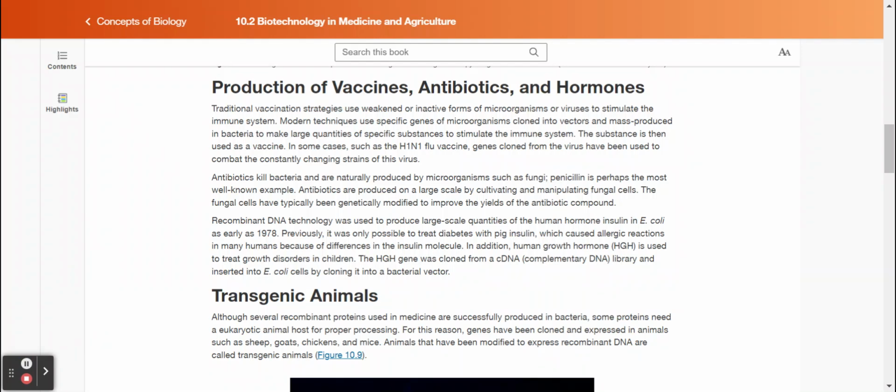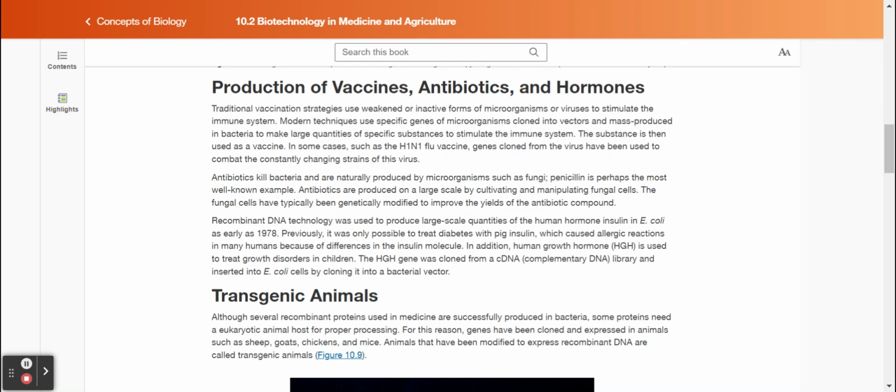Production of vaccines, antibiotics, and hormones. Traditional vaccination strategies use weakened or inactive forms of microorganisms or viruses to stimulate the immune system. Modern techniques use specific genes of microorganisms cloned into vectors and mass-produced in bacteria to make large quantities of specific substances to stimulate the immune system. The substance is then used as a vaccine. In some cases, such as the H1N1 flu vaccine, genes cloned from the virus have been used to combat the constantly changing strains of this virus.